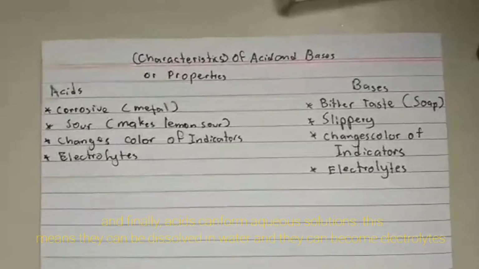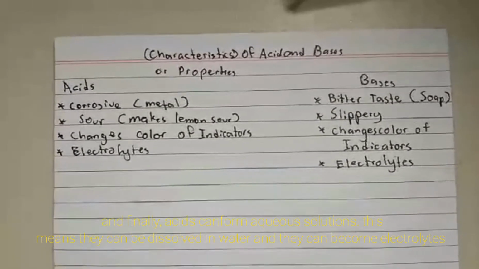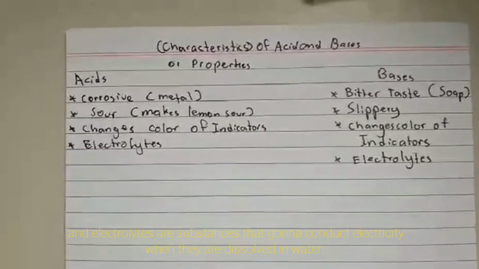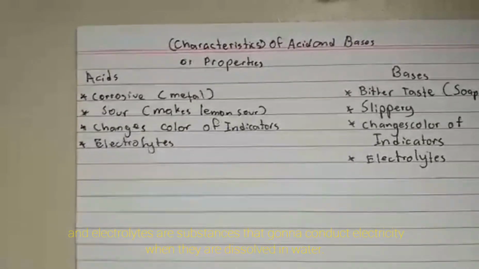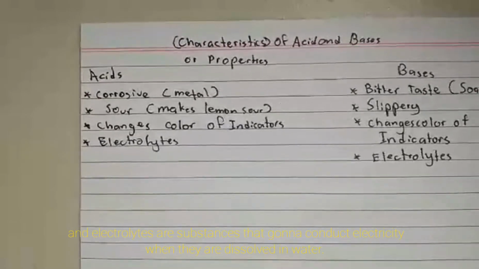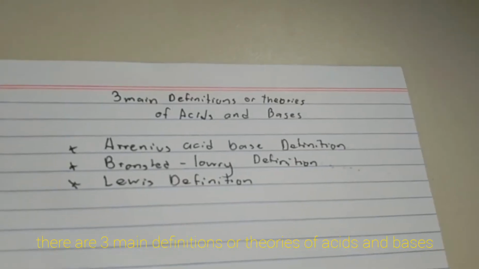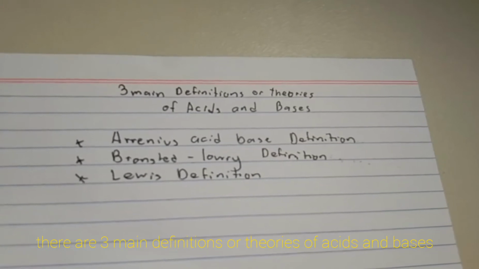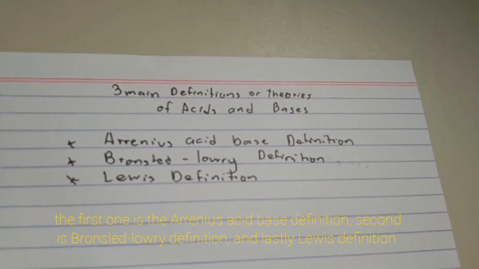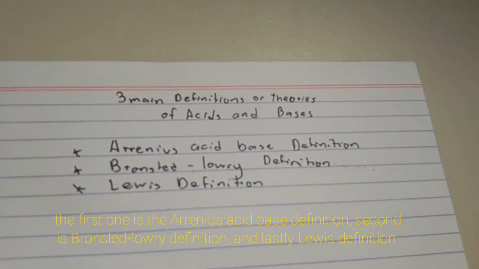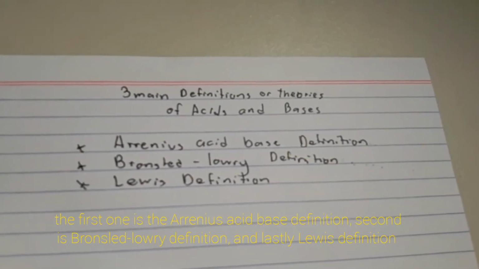And finally, acids can form aqueous solutions. This means they can be dissolved in water and they can become electrolytes. And electrolytes are substances that conduct electricity when they are dissolved in water. There are three main definitions or theories of acids and bases. The first one is the Arrhenius acid-base definition. The second one is the Bronsted-Lowry definition. And the last one is the Lewis definition.